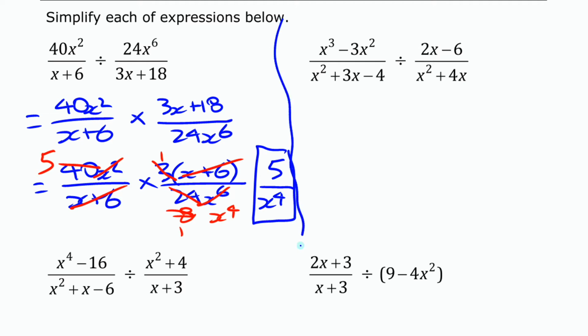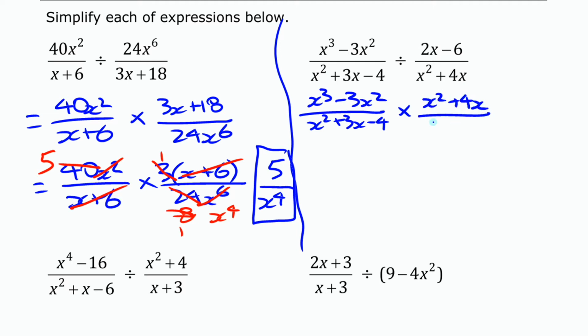Let's look at this second one here. We will change this to multiplying by the reciprocal. I'll do that really quickly here. And then, of course, we want to write it in factored form to see if we can reduce it at all before we multiply it out.